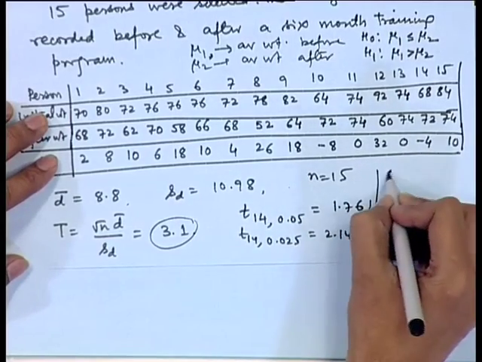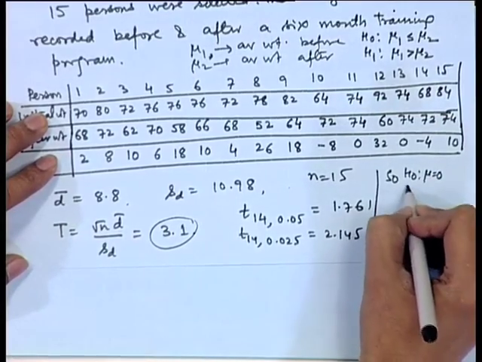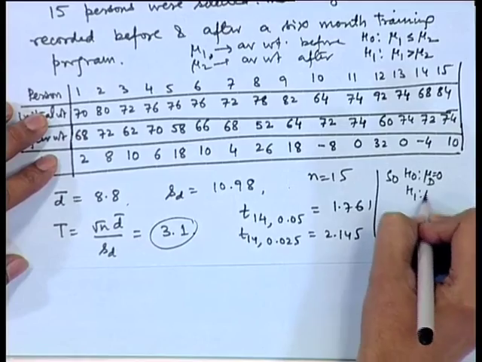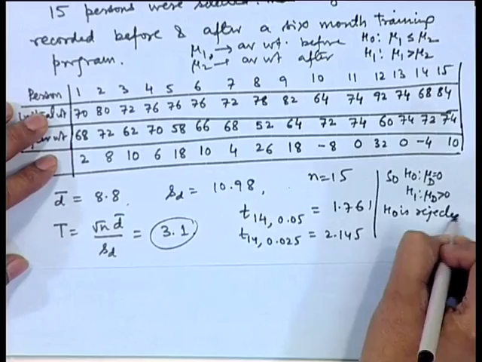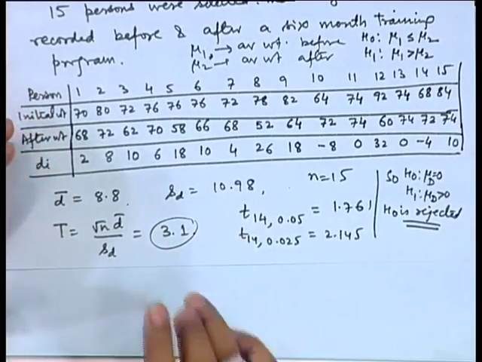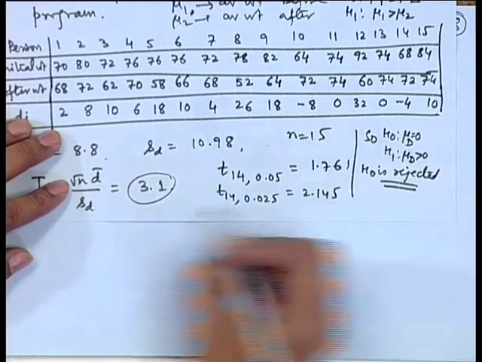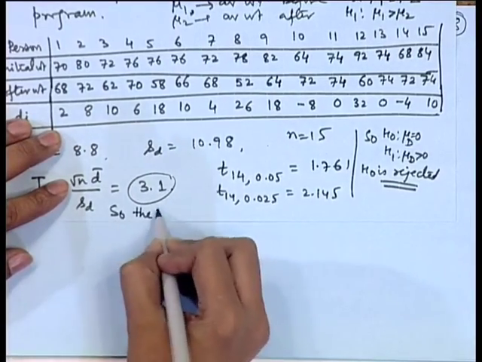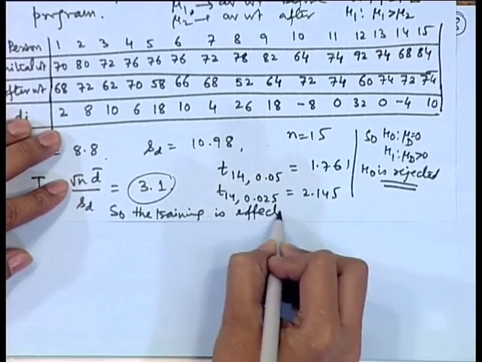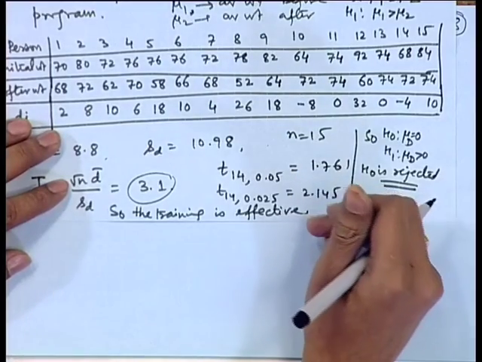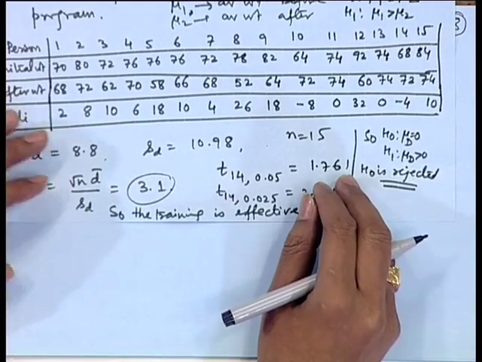So, the hypothesis H naught: mu d is equal to 0 against mu d greater than 0. So, H naught is rejected. That means, we conclude that the exercise program is effective. So, the training is effective. We are concluding that there is a significant reduction in the weight after the 6-month training program.